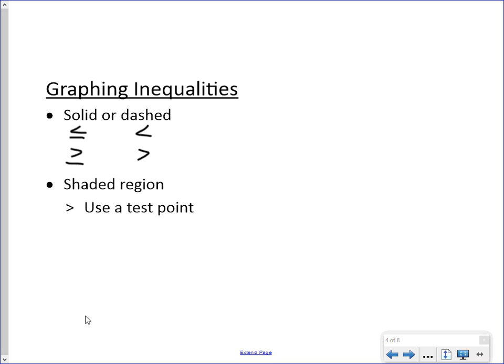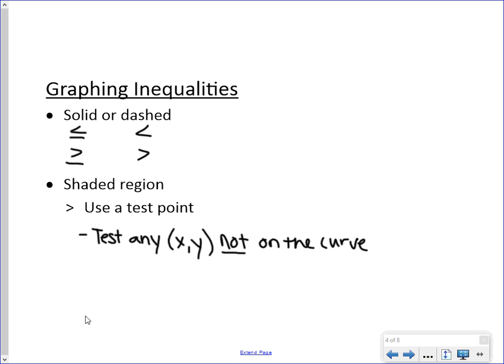And so my recommendation to you for shading is to go ahead and use a test point. We'll do an example so that you can see me use a test point, but basically you're going to test any x, y ordered pair not on the curve. You don't want to pick a point that's actually on the graph because then you can't tell if that inequality is true, because it will be equal to. Okay, so you want to pick something that's not on the curve.